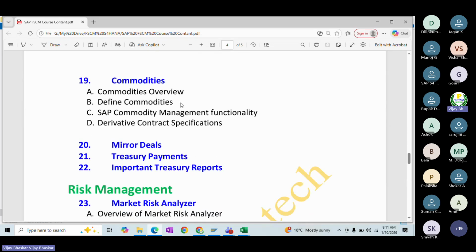Coming to that, there might be a small change here: the commodities part will be completed before starting the hedging. But anyhow, the topics here are mirror deals, then treasury payments, then important treasury reports, what the reports are, Fiori apps and the reports will be part of the session. We will see that.